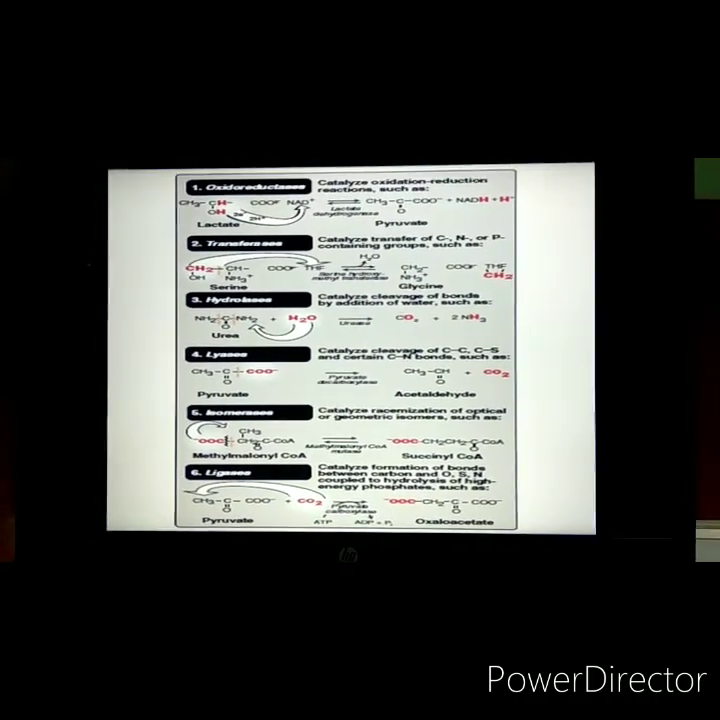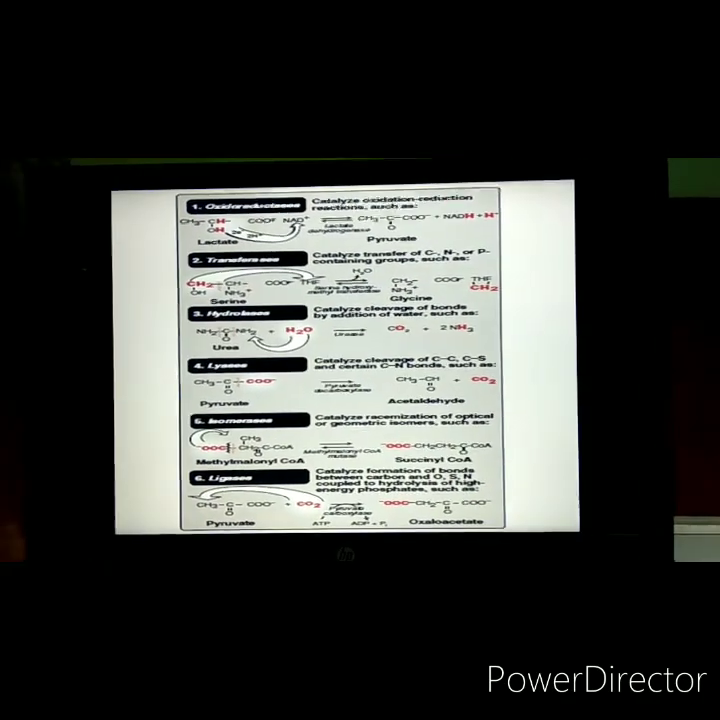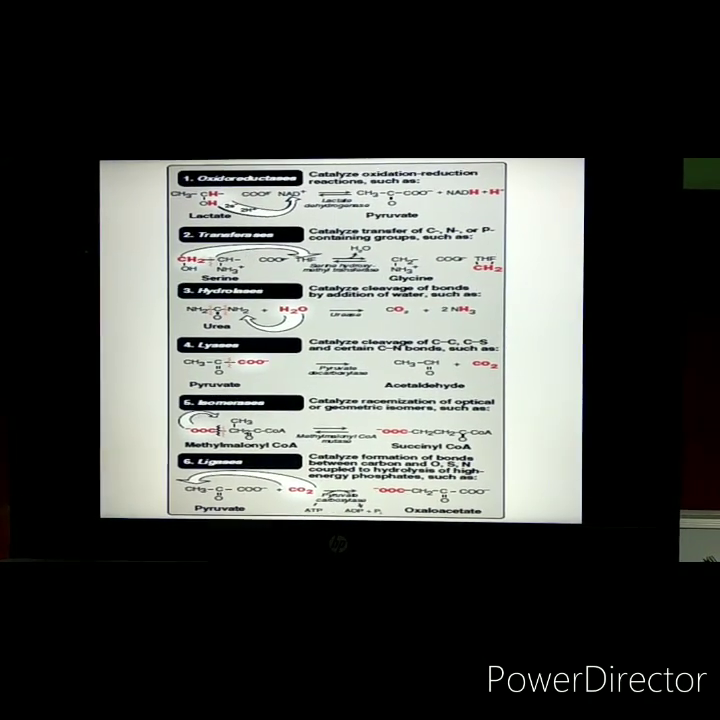Oxidoreductase: these enzymes carry out oxidation-reduction reactions or redox reactions. An example for this class is lactate dehydrogenase.